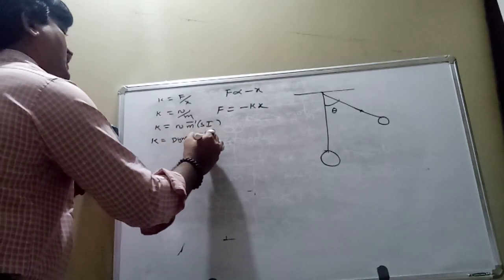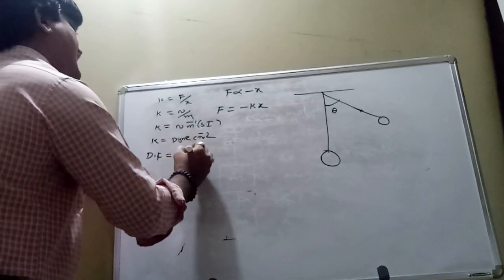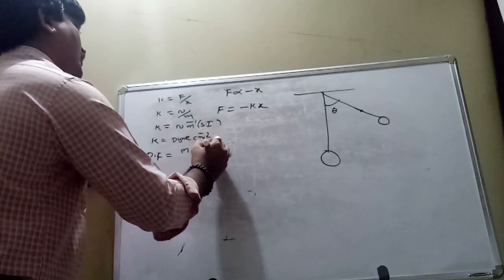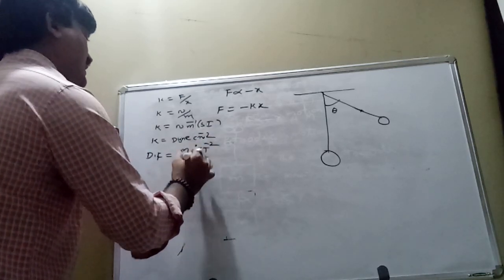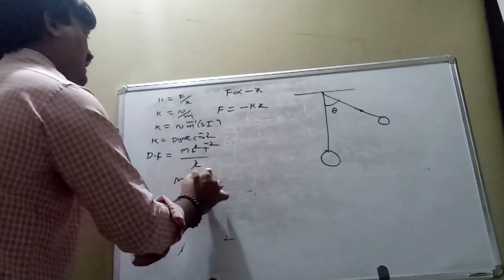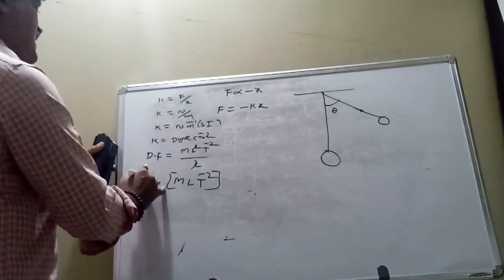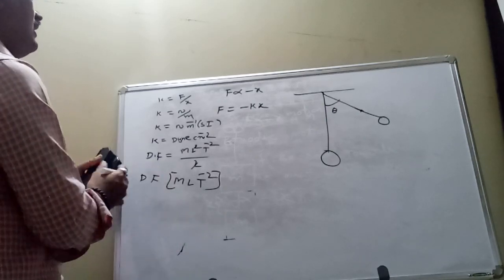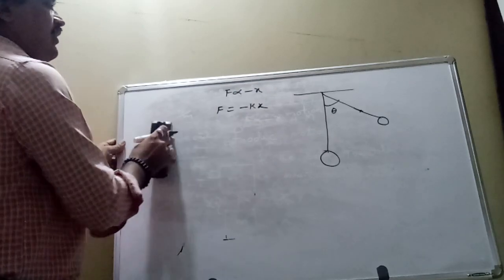The dimension formula: k equals M L squared T minus 2 by L. L cancels, leaving M T minus 2. The dimension formula is M L⁰ T minus 2. So this is the spring constant. k is the spring constant.